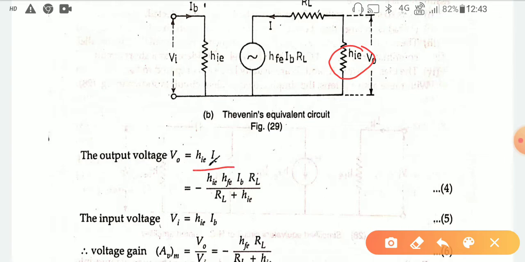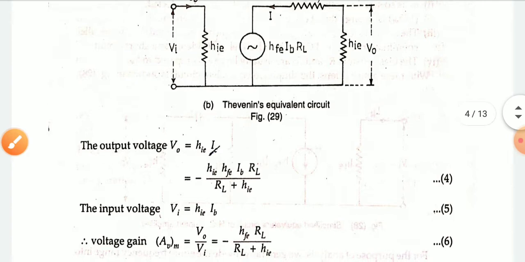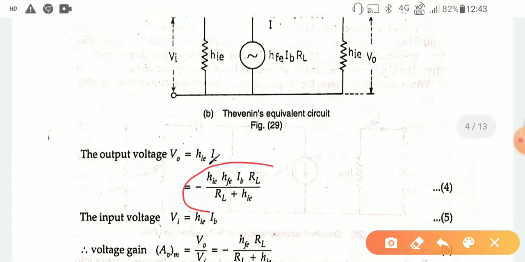So this is, and you just put the value for the I, and the I value is defined as minus hfe IB RL by RL plus hi. You just put this value. So ultimately the expression will become this one.